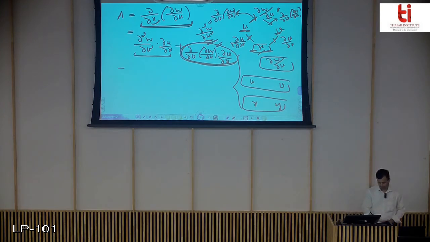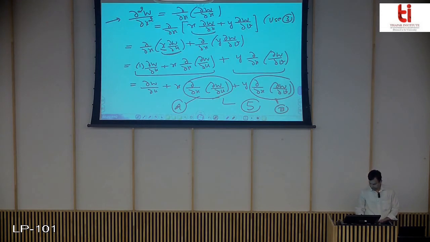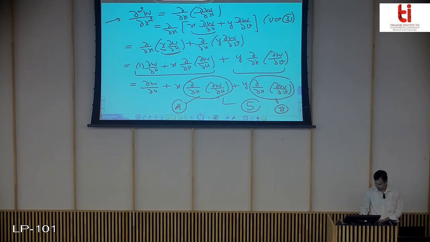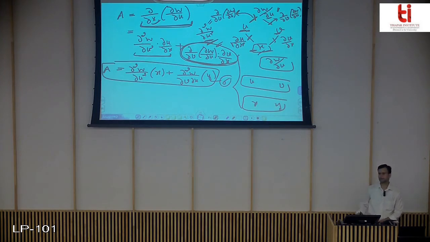Otherwise, without the chain rule, you end up with only this term. Now del square w by del u square, times del u by del x, which was x, plus del square w by del v del u, times del v by del x, which was y. So this gives you the value of equation A, or term A, and let me write this as equation number 6. So this is how we find the first term.